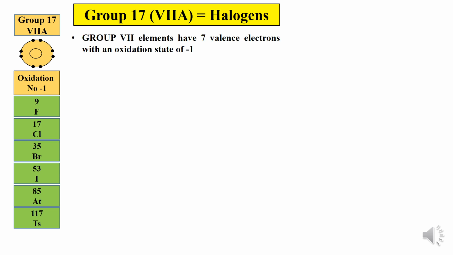So group 17 elements have 7 valence electrons with an oxidation state of -1. Halogens need only 1 electron to form a full octet. That is why they gain only 1 electron in the redox reaction.